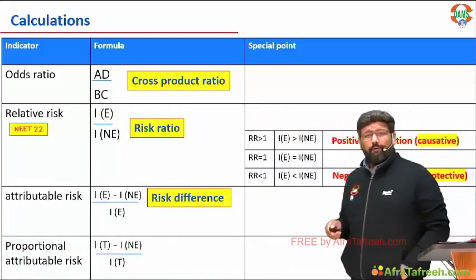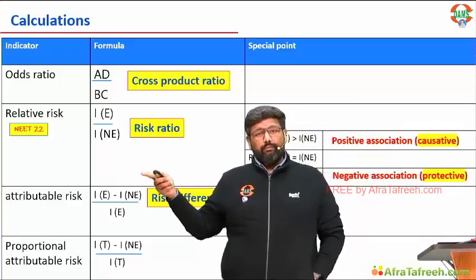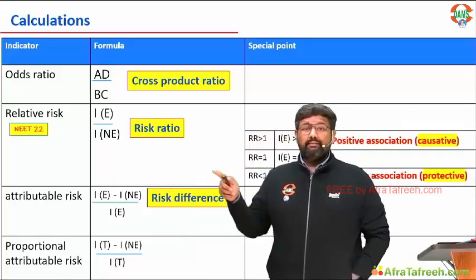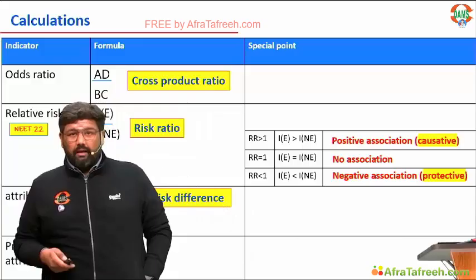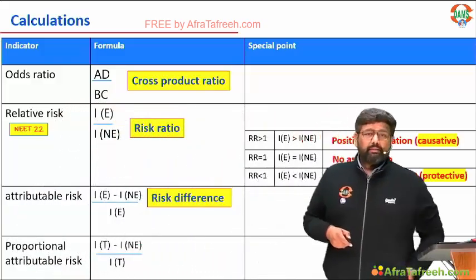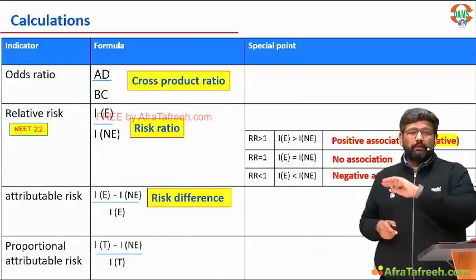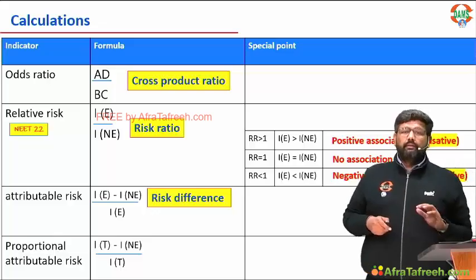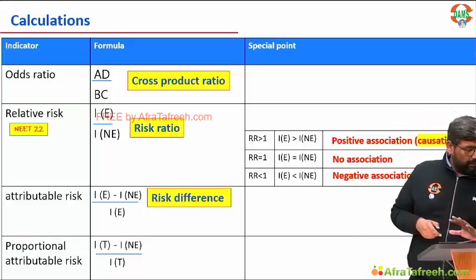Attributable risk, the formula is incidence exposed minus incidence non-exposed, divided by incidence exposed. The other name is risk difference. The population attributable risk is incidence total minus incidence non-exposed, divided by incidence total, right?